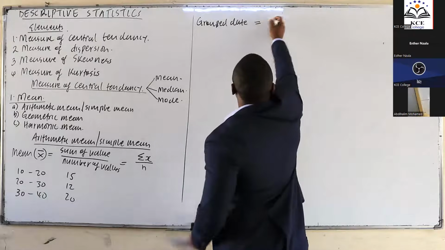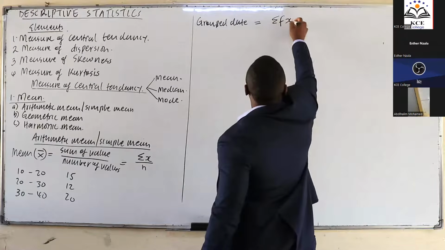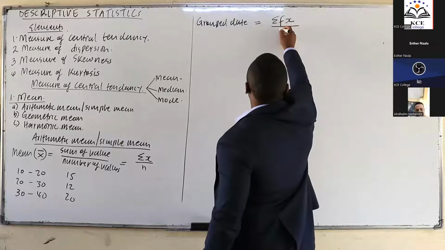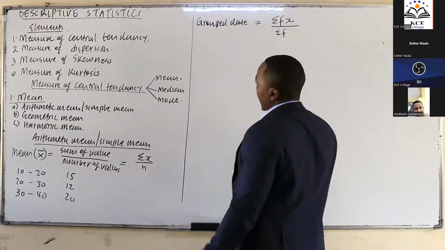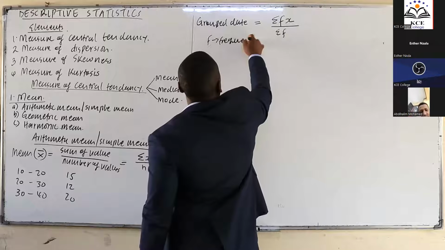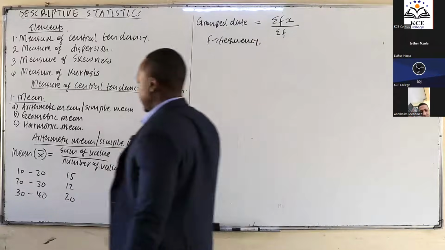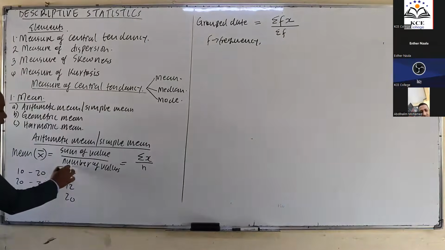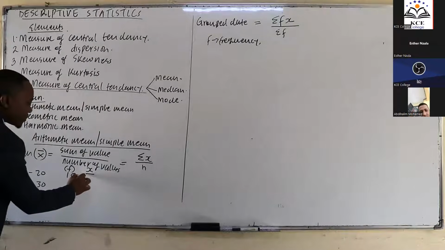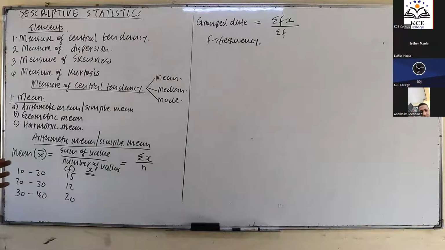So in this case, you take summation FX, where F is the frequency, X is the number, you divide by summation of F. F means the frequency. For example, in this case, the number of students would be our F, the frequency. Then X is the number of marks. But you see, in this case, we're given the grouped data, for example, 10 and 20. How can you get the average?